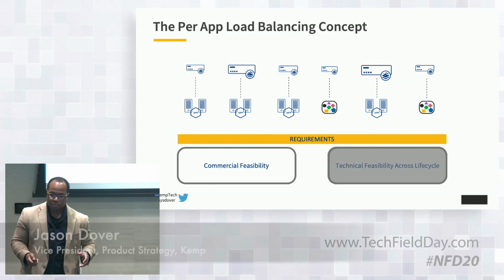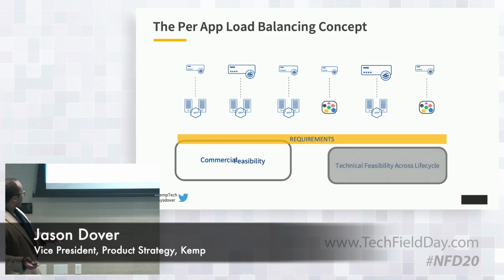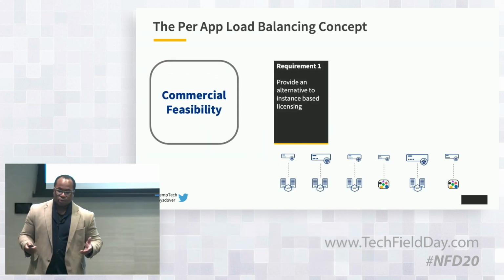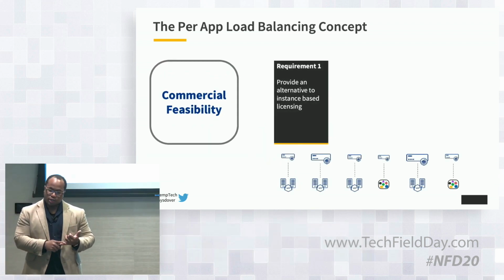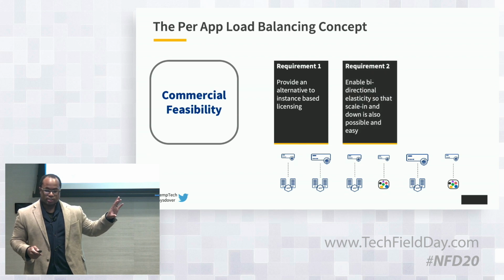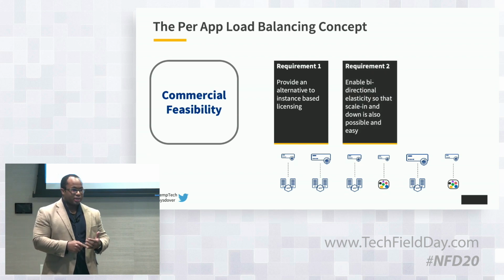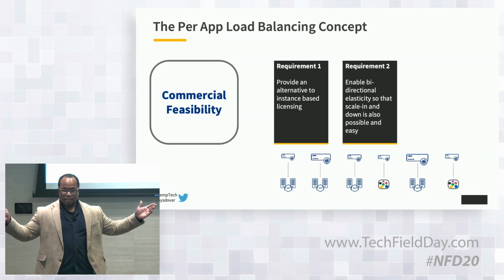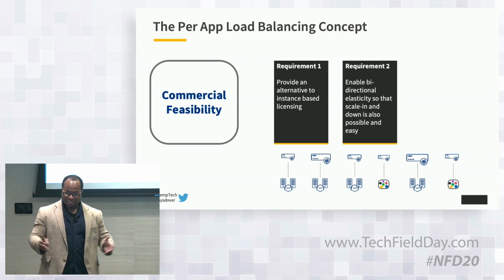Okay, so in the commercial aspects, there's kind of three core requirements that one would have, right? One, as we just talked about, you would need to provide an alternative to the typical instance-based licensing for this to actually make sense. The second is that you need what I would call bidirectional elasticity. Most vendors talk about scale out and scale up, but what about scale in and scale down when your usage requirements go away or minimize?